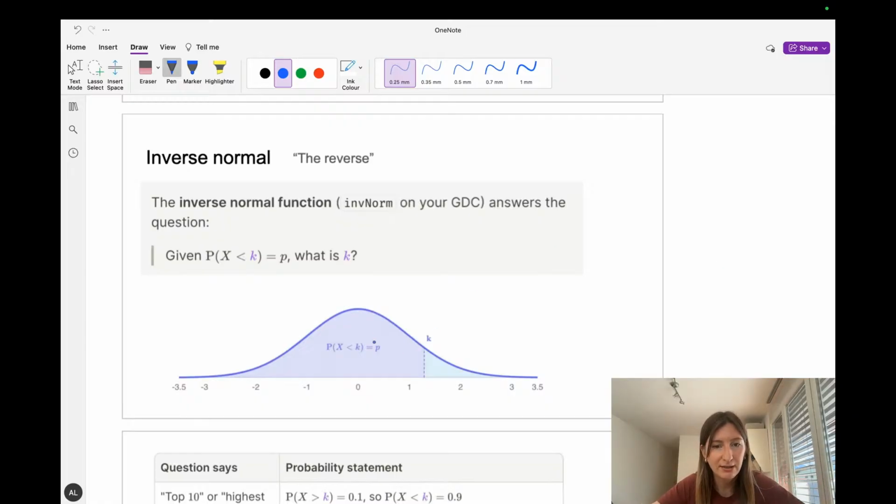So what this might look like is, previously I had said, okay, there's a value that was like 195. What is the area under the curve? Now I'm going to say the area under the curve is 0.67. What is the value of k? All right, so working backwards. That's all it is. And it has a function called inverse norm. So that's the reverse.